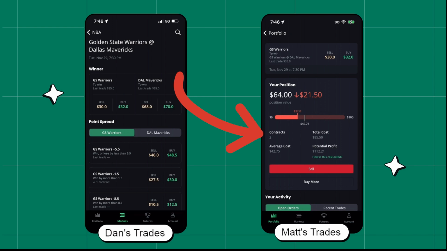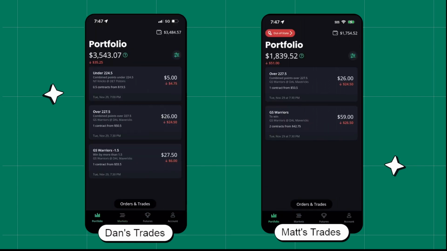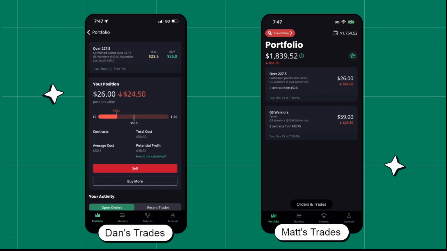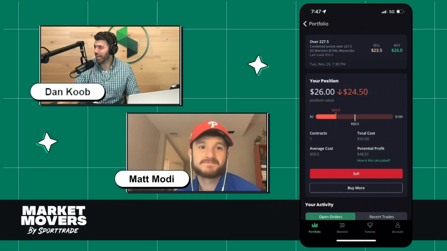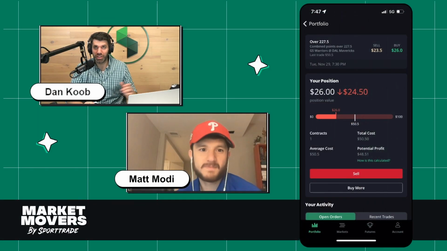You have contract number 2, average cost, your total cost, which is how much you've spent, and then your potential profit. Another advantage of Sporttrade here is, yes, I would have lost $24.50, but I won't be losing $50.50, right? Because I can just get rid of it now. So I think I'm actually going to do that.